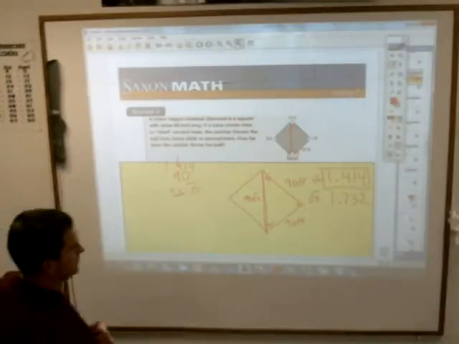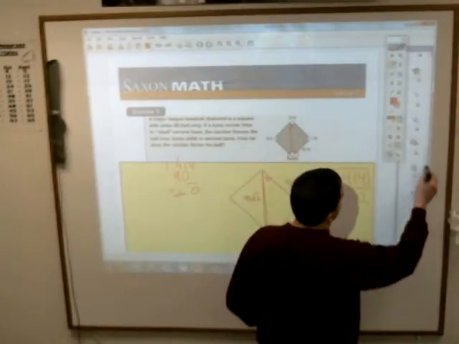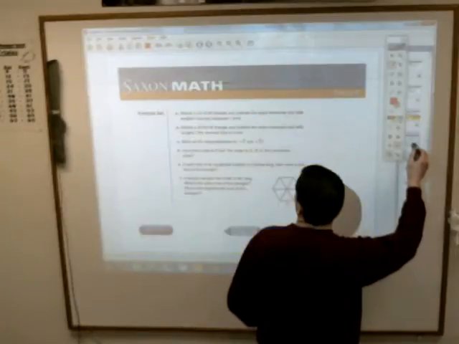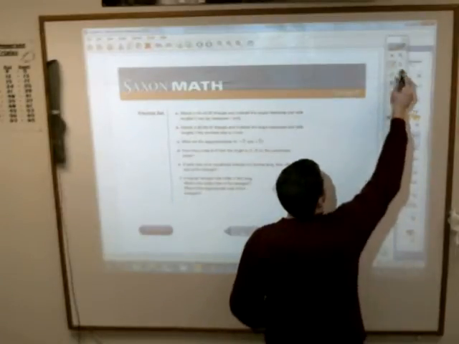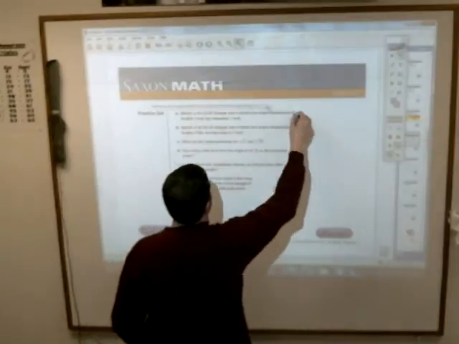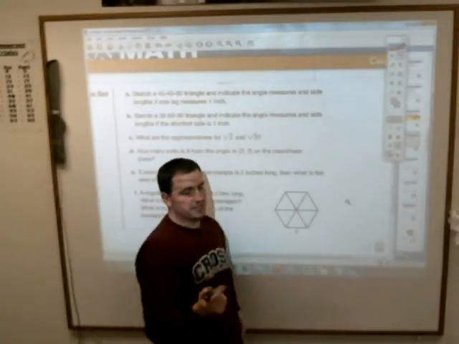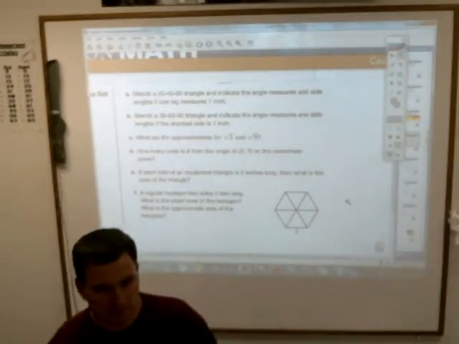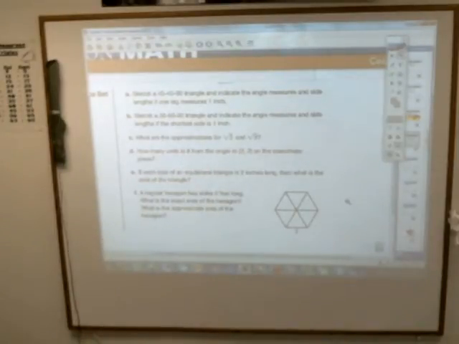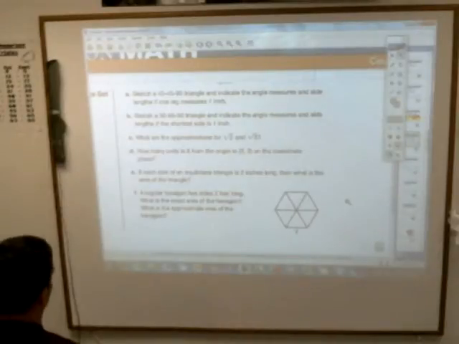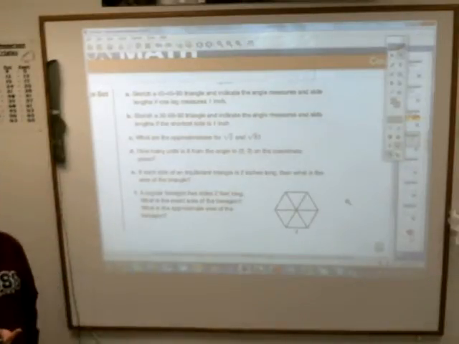Let's look at another problem. Letter A says sketch a 45, 45, 90 triangle and indicate the angle measures and side lengths if one leg measures 1 inch. The other leg is going to be 1 inch, and the hypotenuse is going to be square root of 2. Letter B says sketch a 30, 60, 90 triangle.